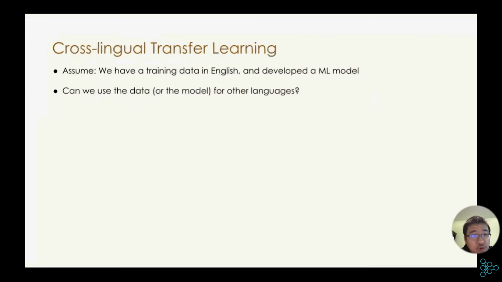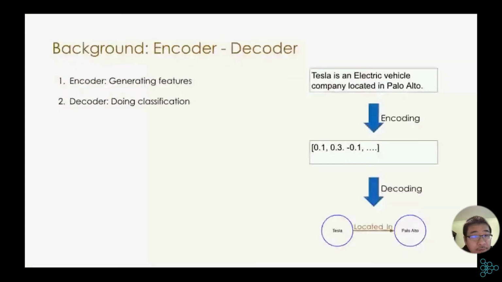Okay, assume we have training data in English, and we also developed a machine learning model in English. Can we use the data and the model for other languages? Next, please. And to answer this question, we need to introduce some very basic concepts, so-called encoder and decoder.